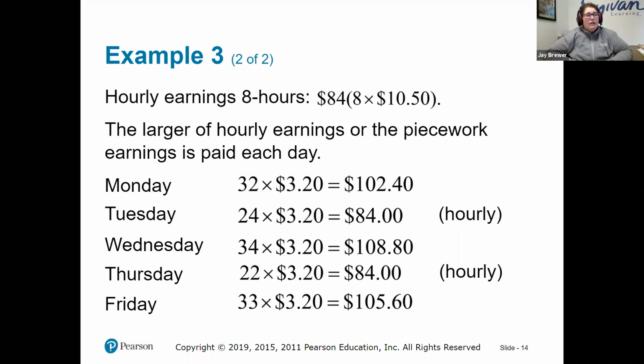Honestly, if you were doing this in real life, I'm sure you could ask the company, but I would have it worked out where I would have it by week instead of by day, because if we add this up now, 102.40 plus 84 plus 108.80 plus 84 plus 105.60, 484 and 80 cents. So I guess you're making about $20 more. Really, it's just more for them to tax. So, but yes, do it per day.